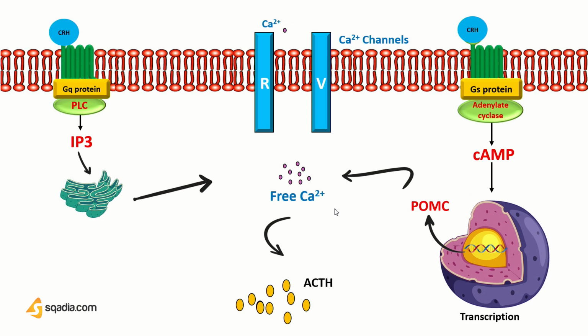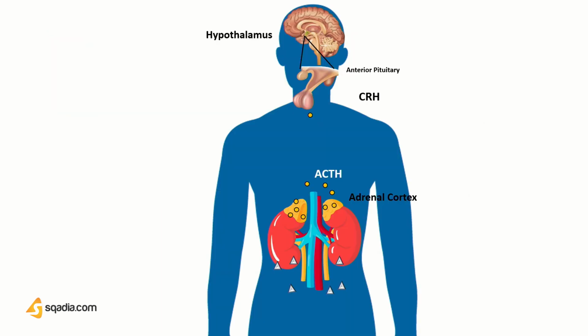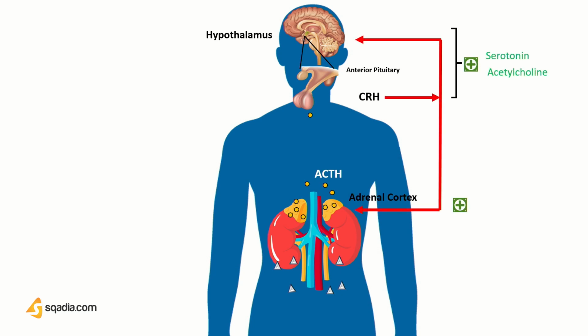Now, the cyclic production and release of ACTH is also regulated by multiple other factors. So firstly, we have already seen that the free calcium in the cytoplasm of the anterior pituitary cells enhances the release of ACTH. And then we also have serotonin and acetylcholine, which are neurotransmitters. They also stimulate the hypothalamus and pituitary gland to increase the production of CRH and ultimately ACTH.